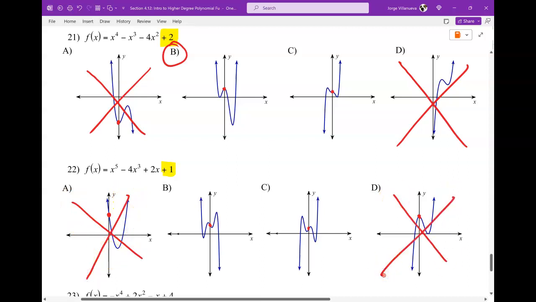Okay? And then I notice my degree is a 5, which makes it odd, and my A term is positive. So which way does it behave? Down to the left, up to the right. Down to the left, up to the right. C. Okay? So I'm going to go ahead and stop there and give you guys your homework.